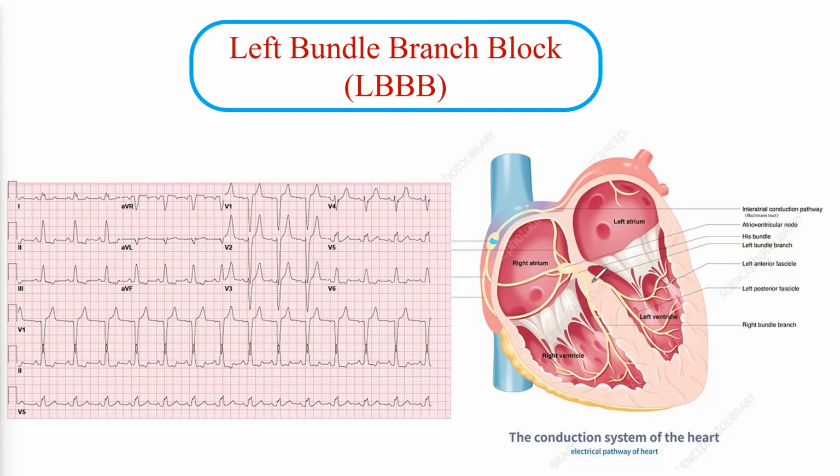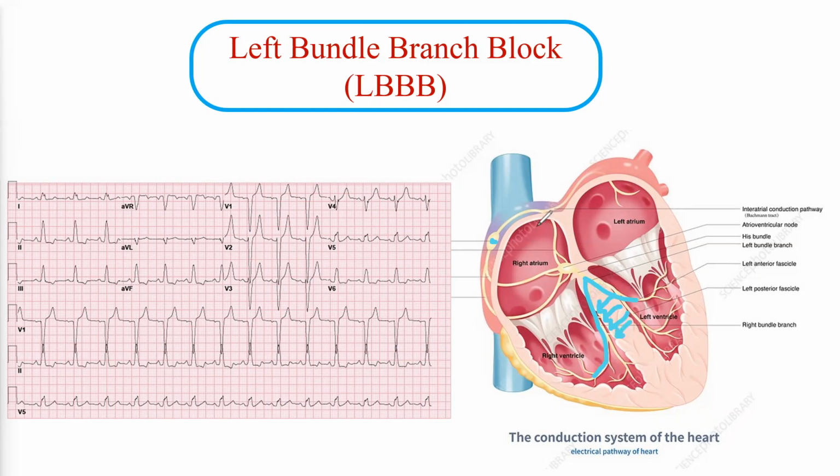After the bundle of His, the impulse will travel equally down to the left bundle and the right bundle. The right bundle will go to the right ventricle, and the left bundle will go to the left ventricle, making the contraction of the whole myocardium. Now, please note that the depolarization within the septum itself goes from the left to the right. So it activates the left part first, and goes to the right.